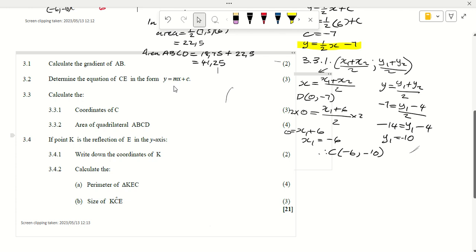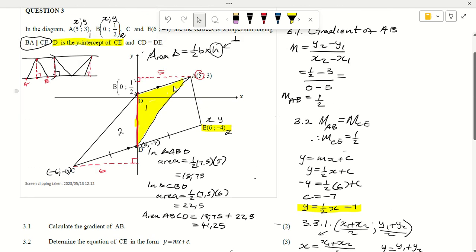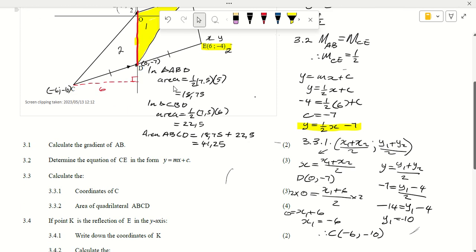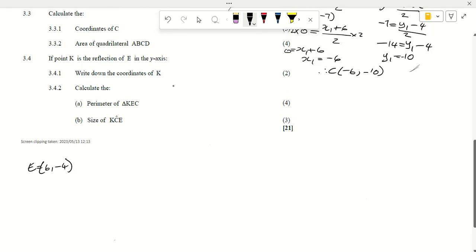The next question says that if K is a reflection of E in the y-axis, write down the coordinates of K. Okay, fine. Where is K? It's a reflection of E. E is 6 and -4. Let me just note this. E has the coordinates 6 and -4, and is a reflection along which axis? A reflection in the y-axis.